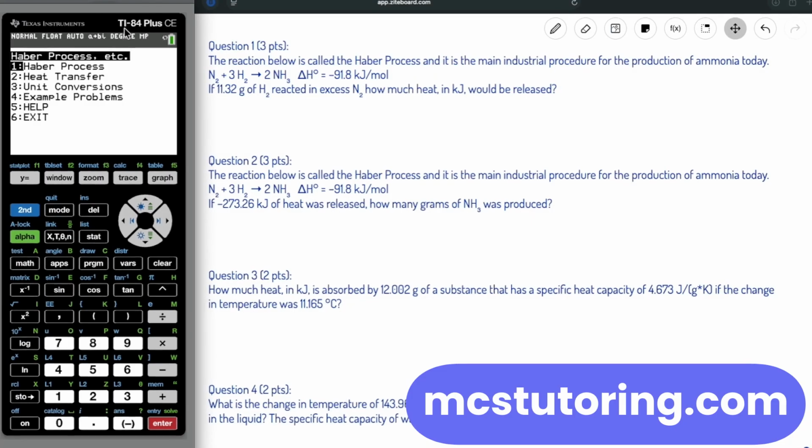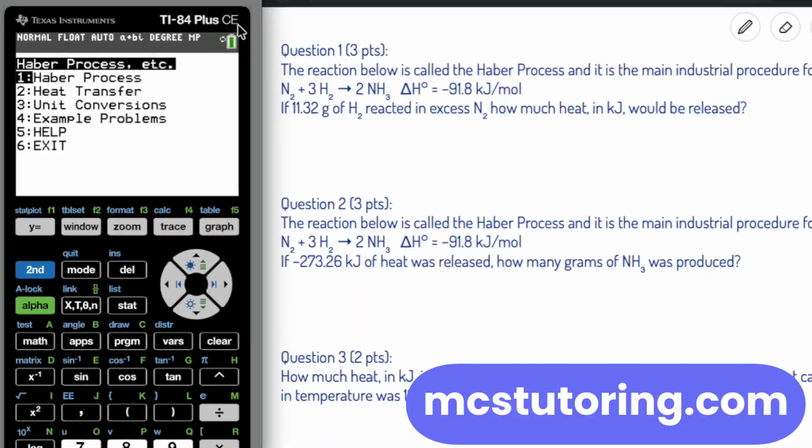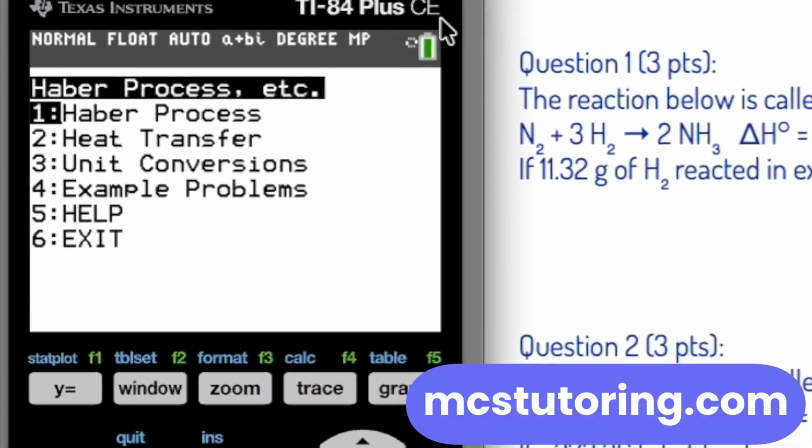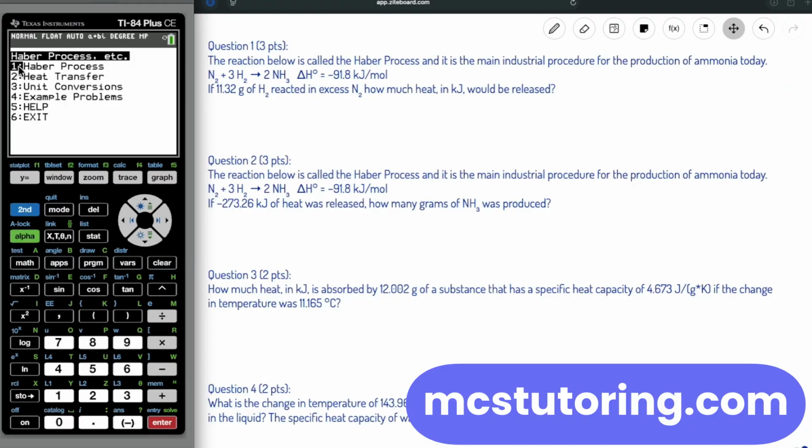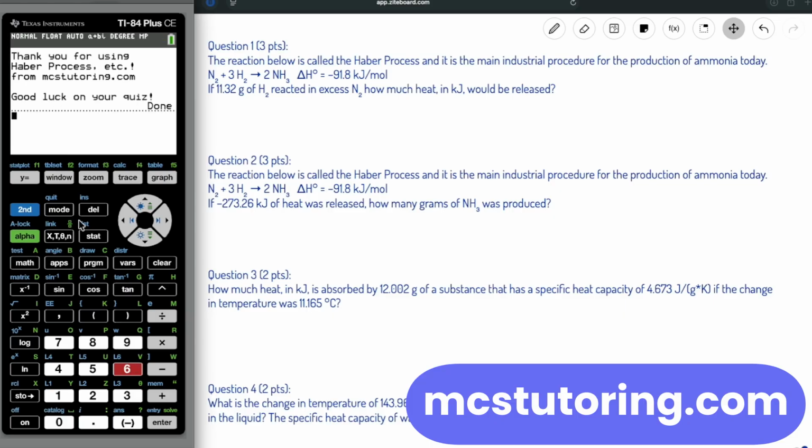Hello and welcome to the TI-84 Plus CE calculator program. If you have a TI-84 Plus CE Python, you're still good to go. It's going to be the Haber process. I don't even know how to pronounce this, so I'm just going to exit here. I'm going to show you how we get to it.